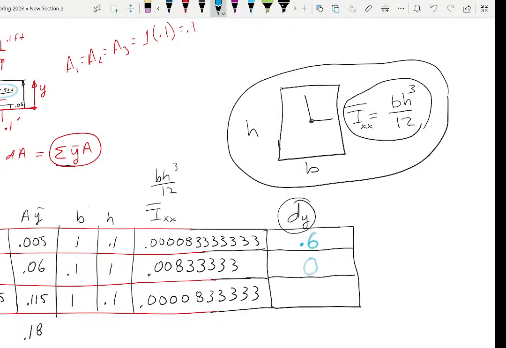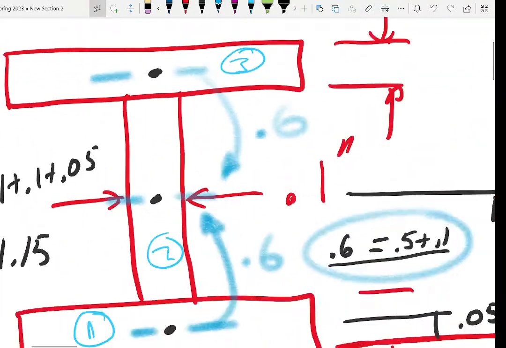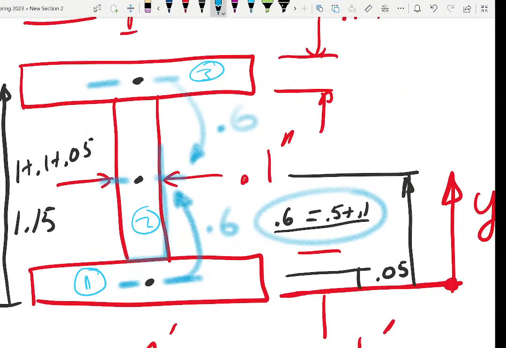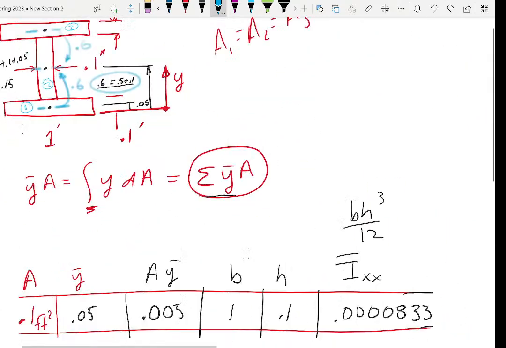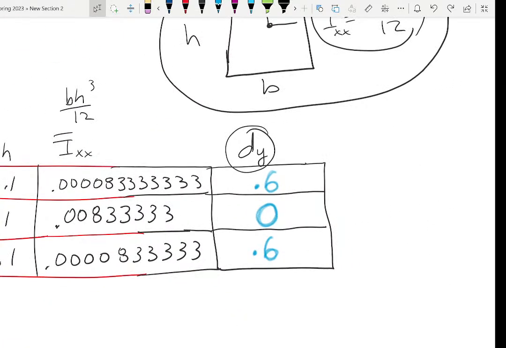The distance I'm moving that one is 0. Why? Because the centroid of this square right here is in fact the eventual centroid of the whole object. Now that you've identified that, you have identified where you're moving from the centroid to another location.